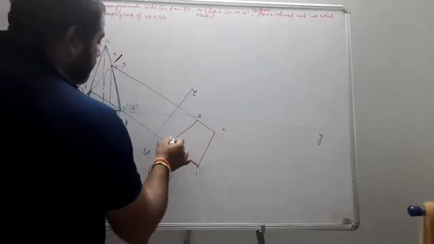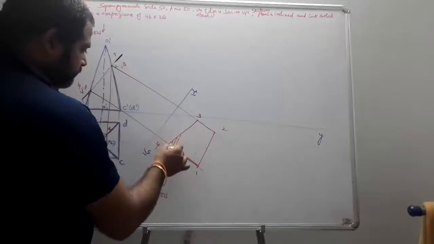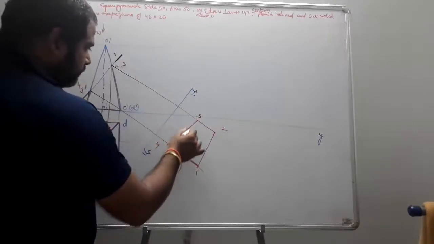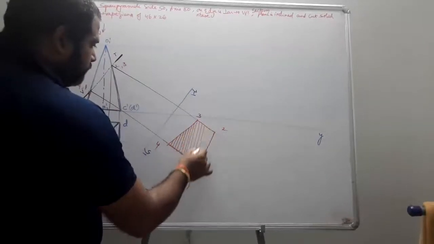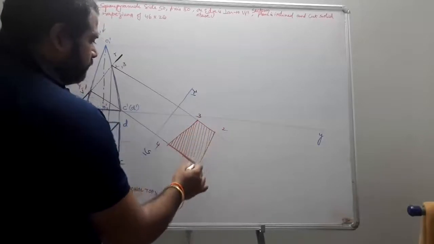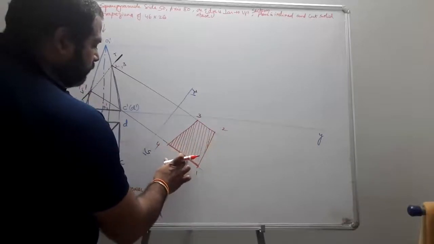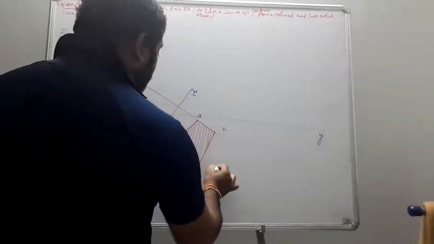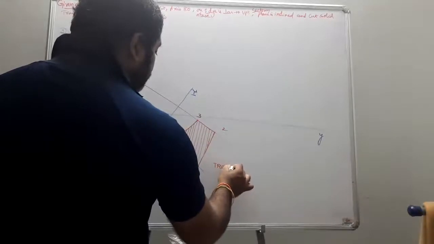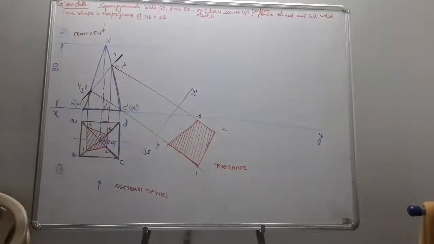Okay, and it is going to be done. Hatching is done. So this becomes your true shape. Okay, students, is it clear now? Students, have you understood?